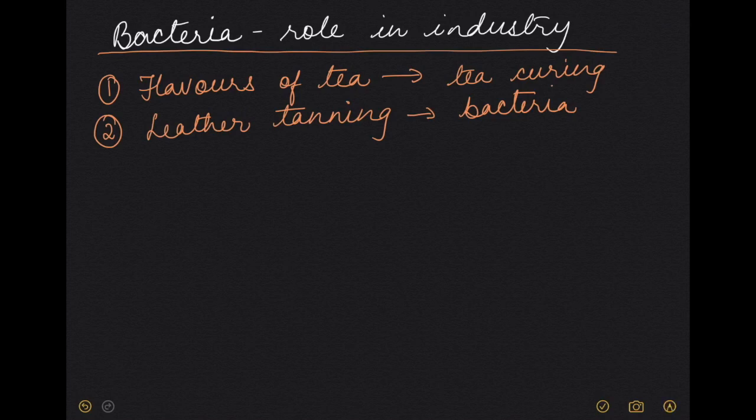There are three roles of bacteria in industry. Number one, I already told you, in producing medicines. Number two is in taking out different flavors of tea. And number three is in leather tanning.